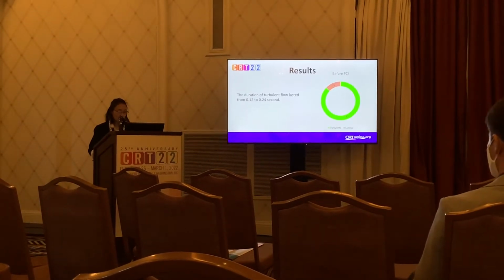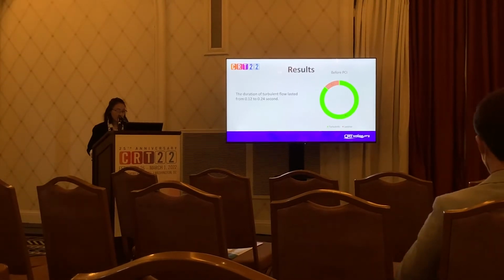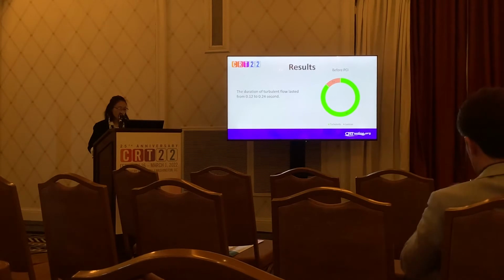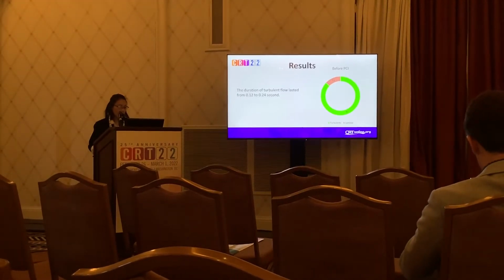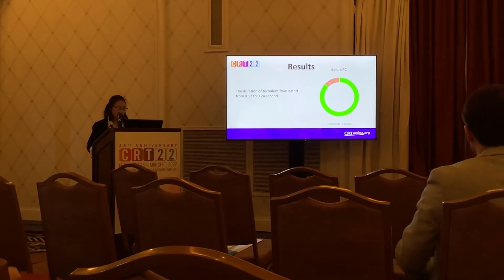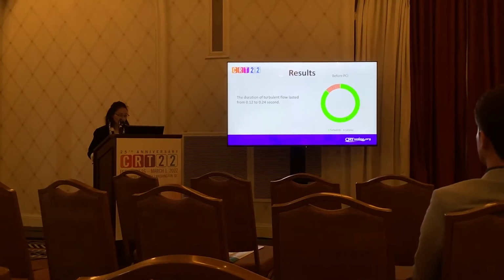About the results: before PCI, 87% of lesions showed turbulent flow due to the collision of the anterograde flow against the retrograde flow. The duration of the turbulent flow lasted from 0.12 to 0.24 seconds.